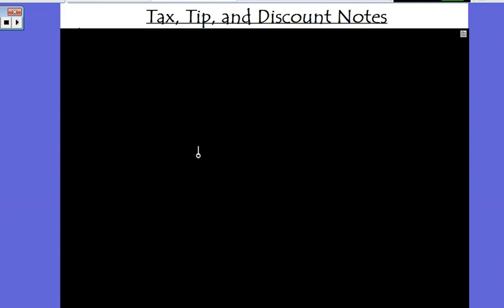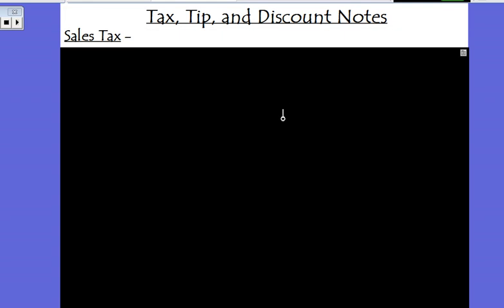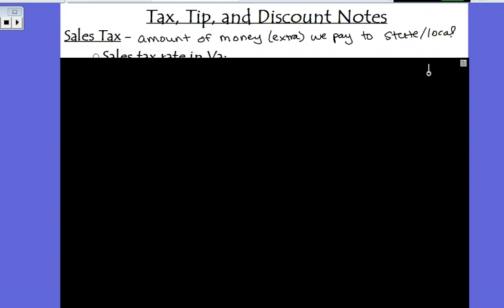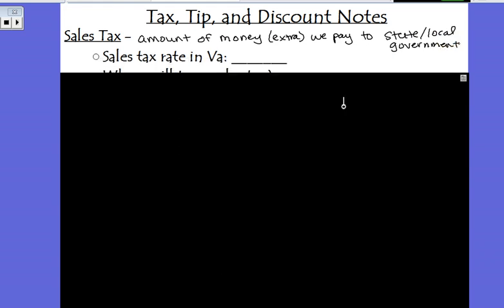Okay guys, we're going to talk about tax, tip, and discount right now. So first let's start with sales tax. Sales tax is an amount of money that is extra. It's an extra amount of money that we pay to either state or local government. So it's not going to the company or to the store, it's going to state or local government.